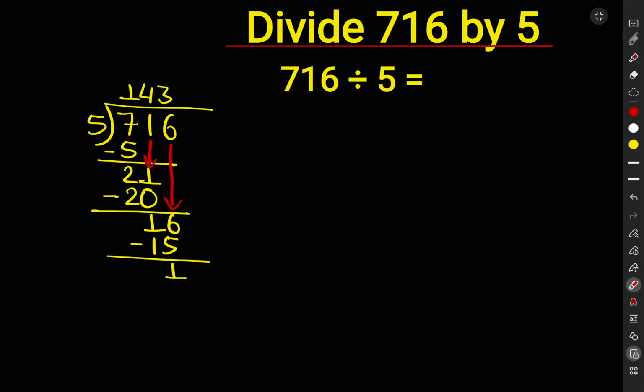So now we have no other number to put down. So we put a decimal here and add 0. So it is 10, and 5 times 2 is 10. On subtracting we get 0. So 716 divided by 5 is 143.2.